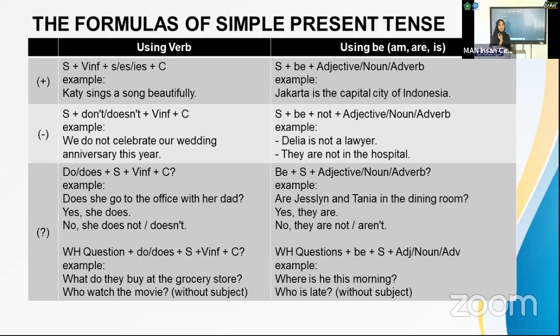For example, for the positive form: subject plus to be plus adjective, noun, or adverb. For example, Jakarta is the capital city of Indonesia. Like I said before, that is a general truth, ya, atau memang fakta yang sudah seperti itu adanya ya. Jakarta is the capital city of Indonesia. Not Jakarta am the capital city of Indonesia or Jakarta are the capital city of Indonesia.